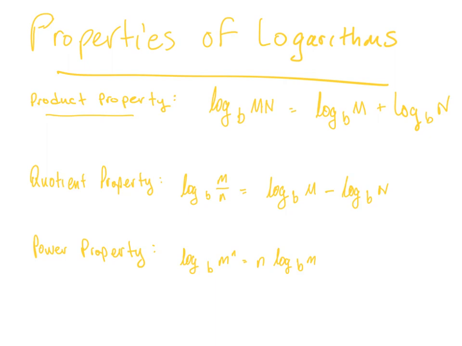And let's see our power rule. The log of base 4 of 5 to the x power is going to end up being x times the log of base 4 of 5. So there you have it. Those are some quick examples of our properties of logarithms, and now we'll go on to the next slide.